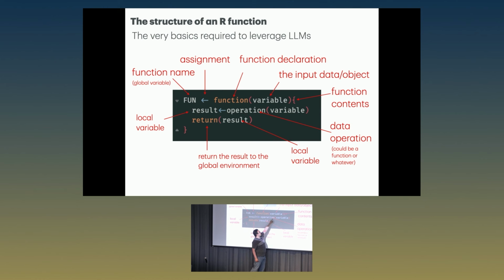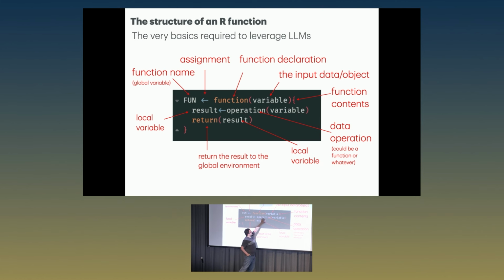And inside the function, you define what variables you're going to operate on. So this could be one object. It could be a vector. It could be a matrix. You could have multiple objects, whatever you want. They could be arguments for turning things on and off. You then use this bracket notation to define the contents of the function. You do some operations on the variables or the arguments that you have.